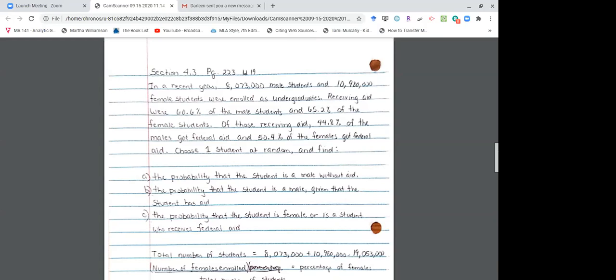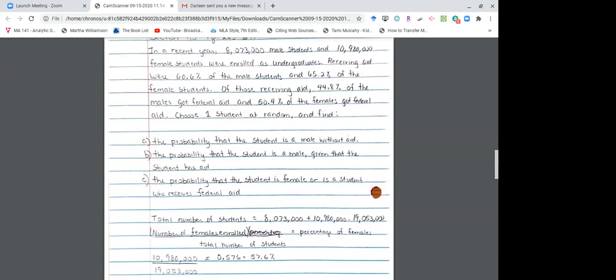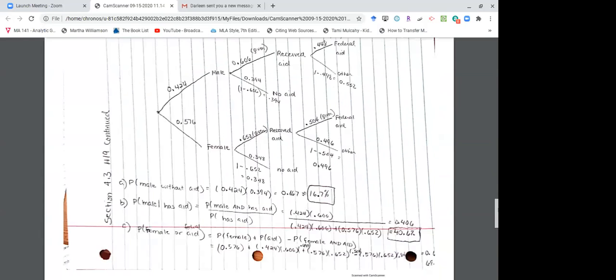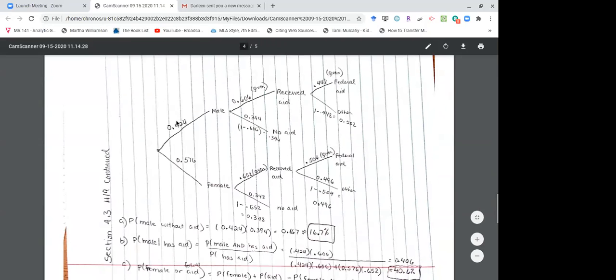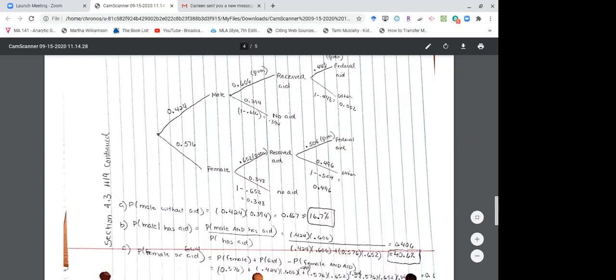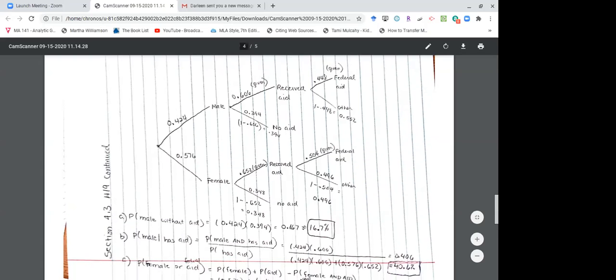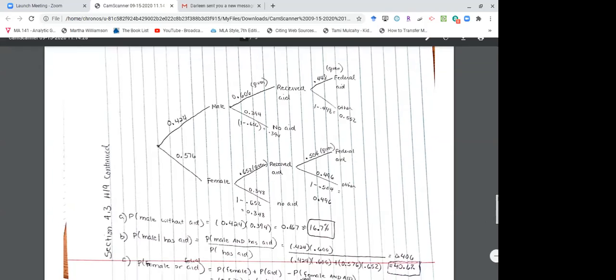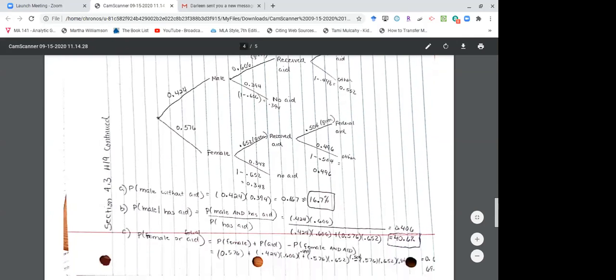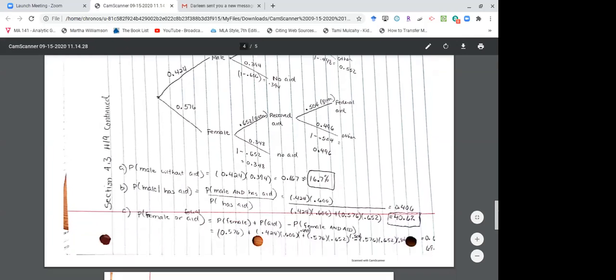So we're narrowing our focus to the students who have aid, and we want the males. So in this case, what we do is we say, let's find the males who have aid. That's going to be 0.424. And we want them to have aid. So it's going to be 0.606. And we're going to divide that by all the people who have aid. So yes, the males who have aid plus the females, 0.576 times 0.652. And when you put that in your calculator, you end up with about 40.6%.